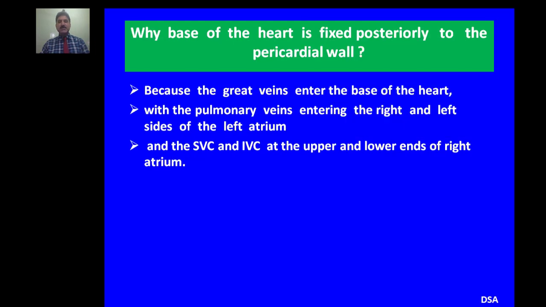Why is the base of the heart fixed posteriorly to the pericardial wall? This is because of the fact that great veins enter the base of the heart, with the pulmonary veins entering the right and left sides of the left atrium and the superior and inferior vena cava at the upper and lower ends of the right atrium.